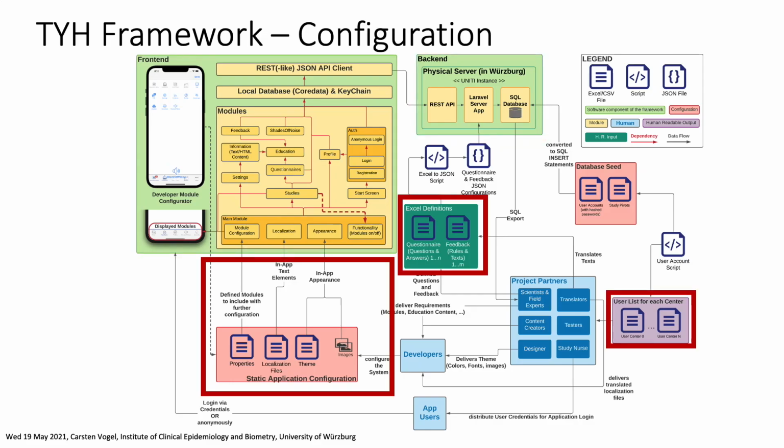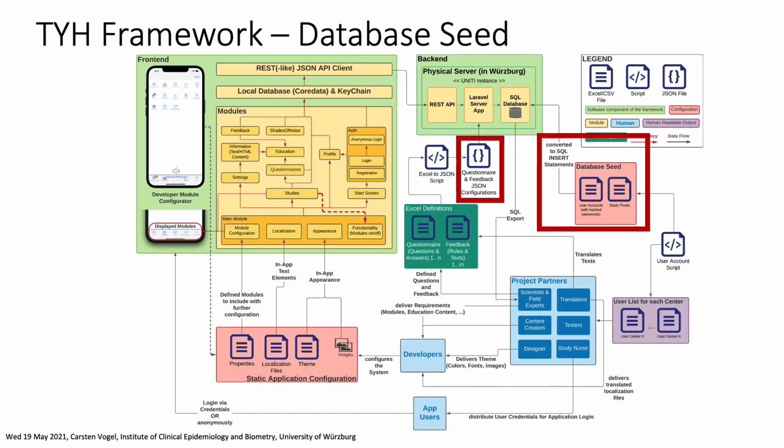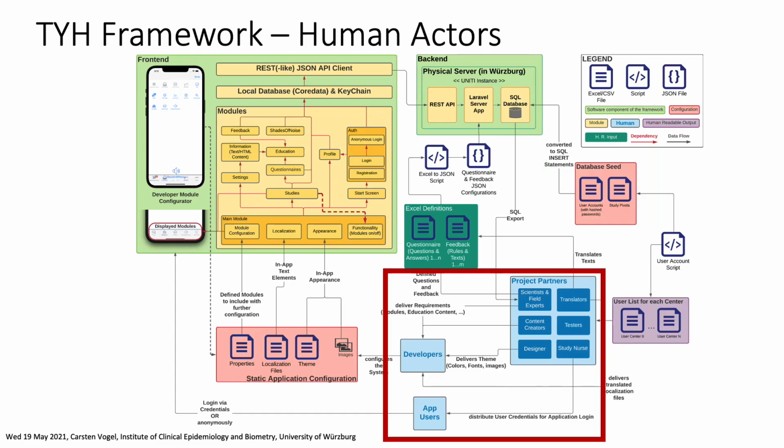This includes, for example, convenient Excel sheets in which non-computer scientists manage content and translations of their questionnaires. These and other files are then transformed via scripts into required configuration files for the API and mobile applications. The human actors in the system are marked with blue color in this overview. You can examine the system in greater detail after the presentation if you wish.